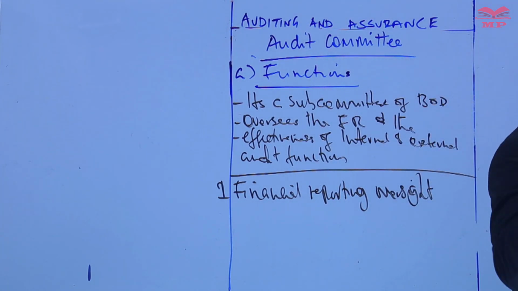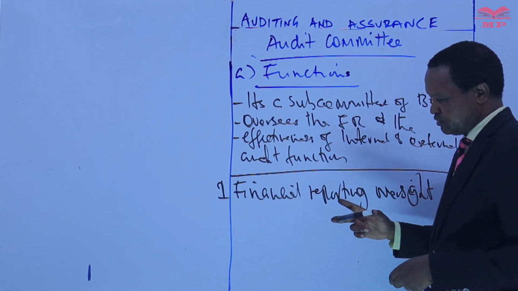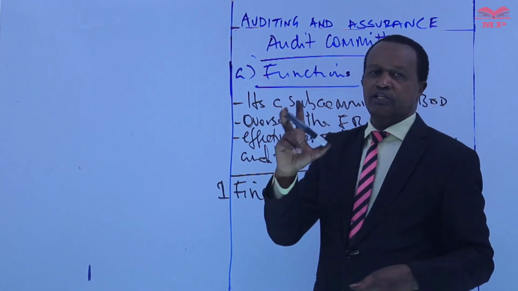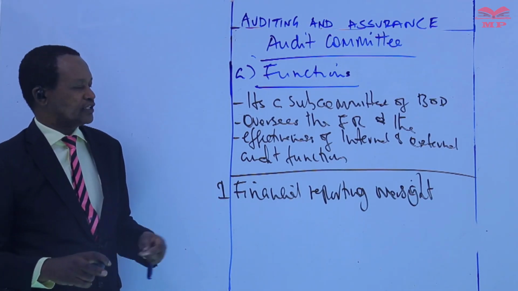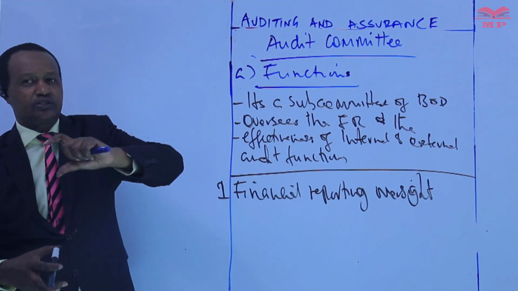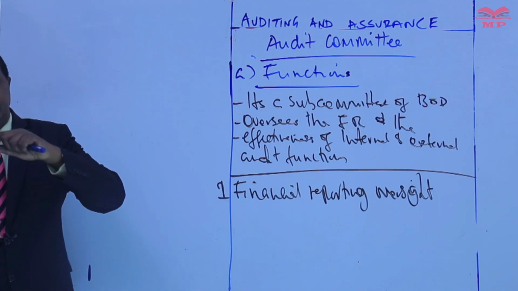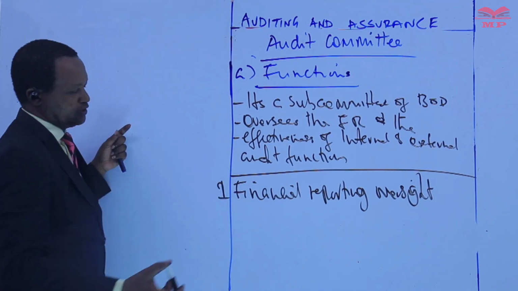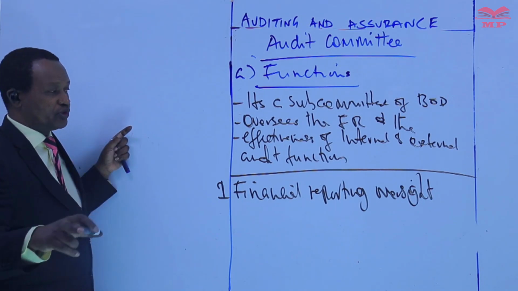Function number one, financial reporting oversight. This committee reviews and approves the financial statements before they are issued. Before financial statements are issued, the audit committee has to review the financial reports. And the committee reviews these financial reports to ensure that the financial reporting process is accurate, is complete, and is also compliant with the International Financial Reporting Framework. Financial reporting oversight.